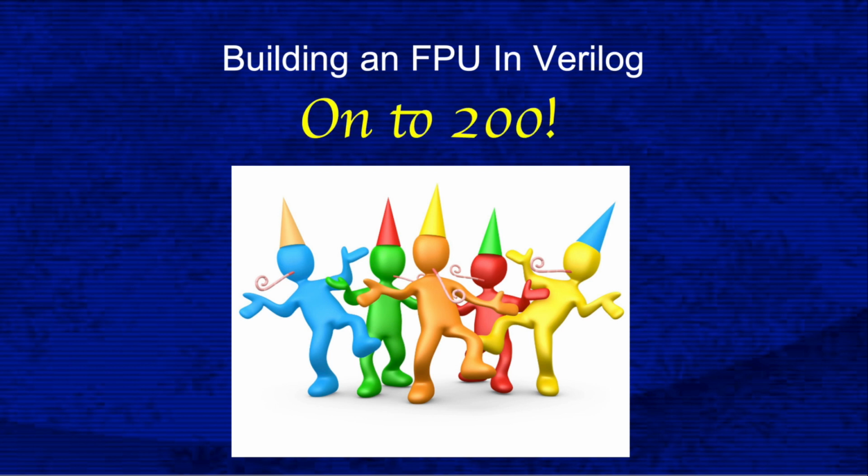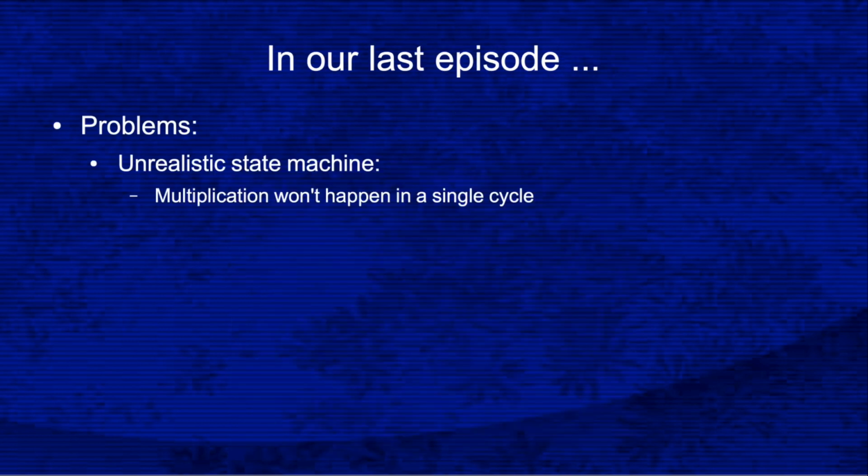On to 200 subscribers. Before beginning on a new algorithm for computing the quotient, I need to point out some problems with computing the reciprocal as presented in the previous video. The first problem with the code in the previous video is that the code assumes that both subtraction and multiplication can complete in a single cycle.